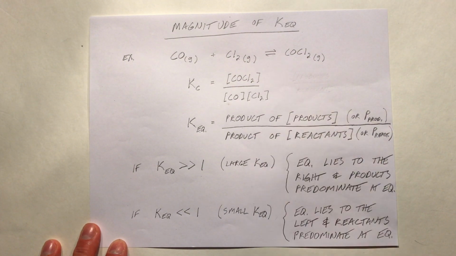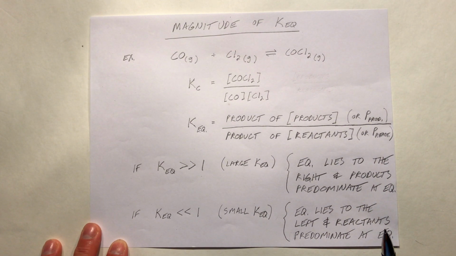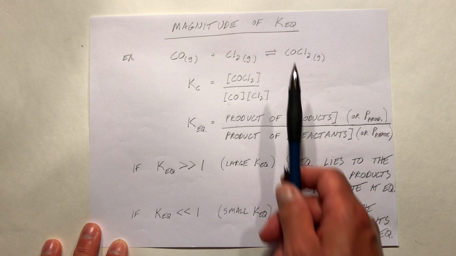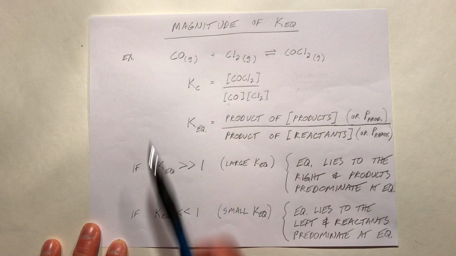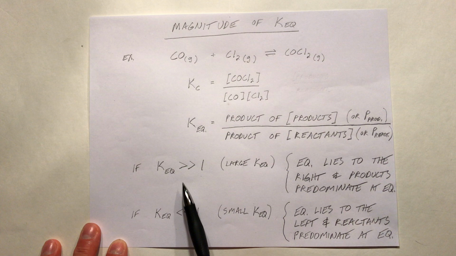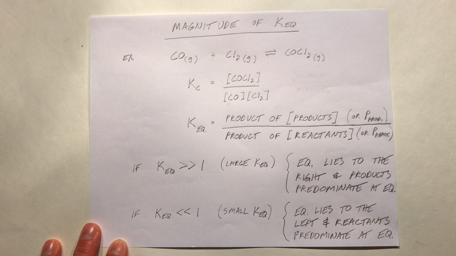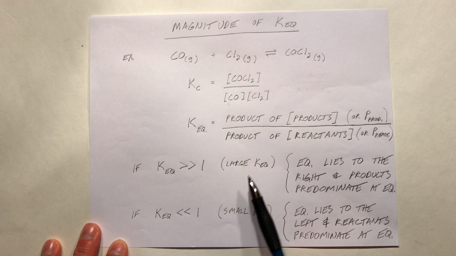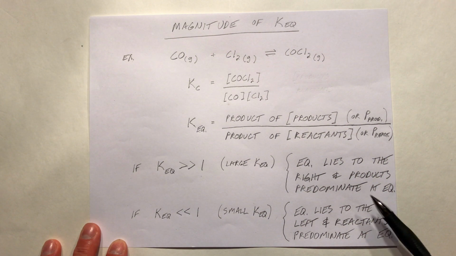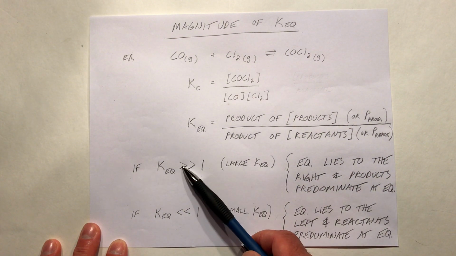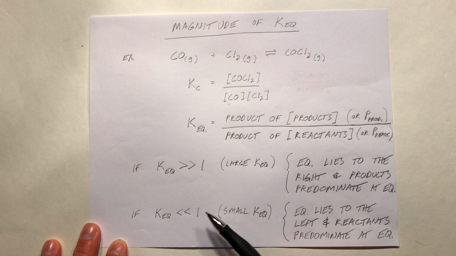So the magnitude of Keq can tell us where the equilibrium state is established, whether we'll have more products or more reactants. Again, Keq bigger than 1 means more products, because the products are in the numerator. And Keq less than 1 means that we'll have more reactants, because the reactants are in the denominator. And we would say products predominate in this situation, and reactants predominate in that situation.